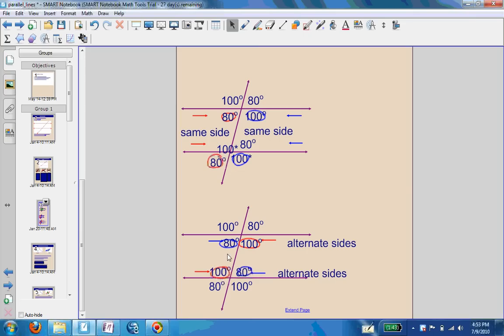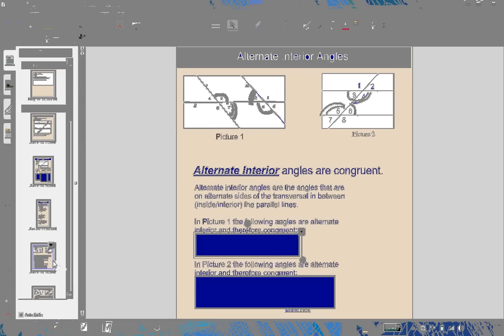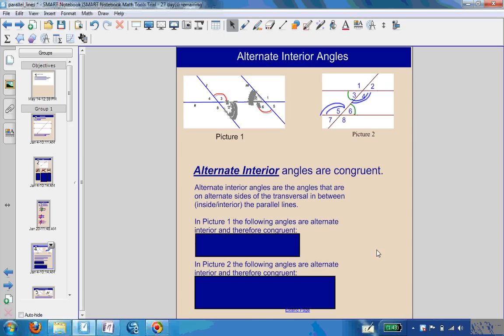Now, alternating sides means they're crisscross, not just on the opposite side, but they're crisscross from each other. So you can see these two blue ones are examples of alternate side angles. These two red ones are examples of alternate side angles. So what we're going to do now is put together these definitions to come up with some of the relationships you need to know with parallel lines.